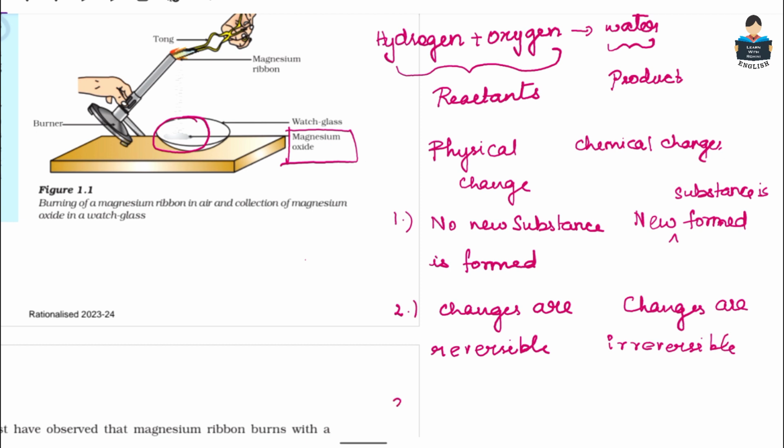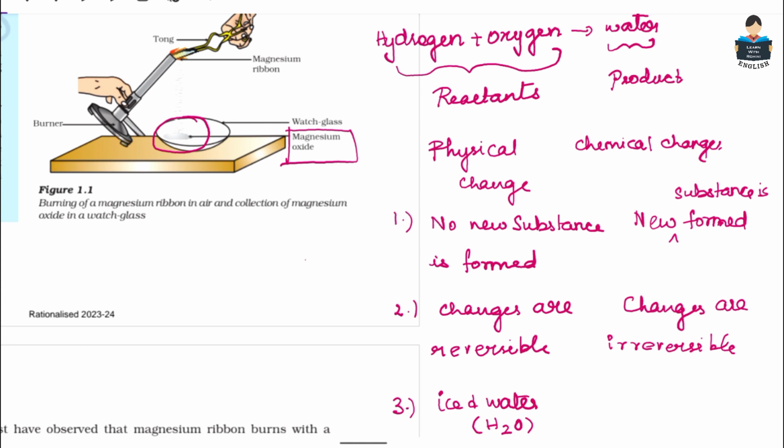An example is ice melting into water. It is a physical change. Ice and water are chemically the same. Both are H2O. So we can convert ice to water and vice versa, that is, we can convert water into ice also. So this is a physical change.